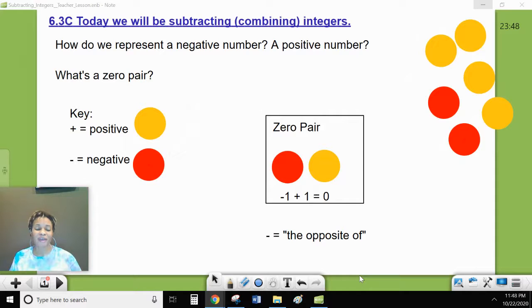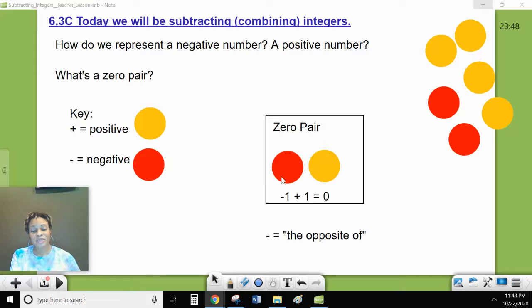Today we're looking at 6.3c. Again, we're going to be combining integers with concrete models. We're going to be using counters. So let's have some refreshers and reminders. How do we represent a negative number and how do we represent a positive? Well, remember we represent a positive number with a yellow and a negative with a red.